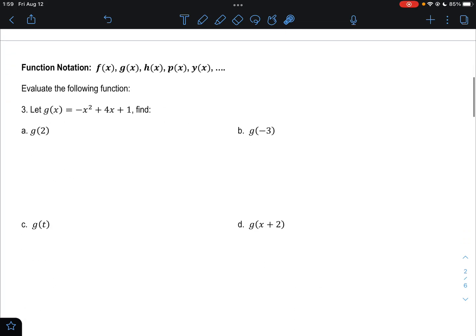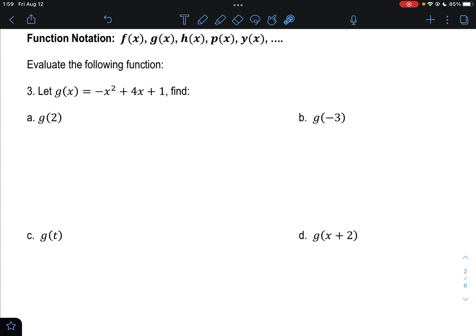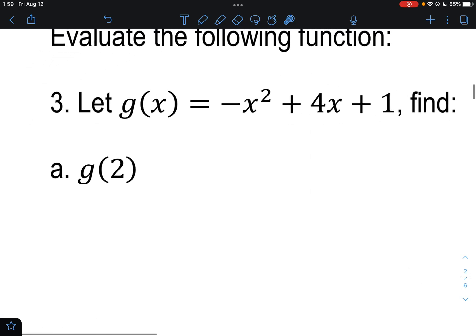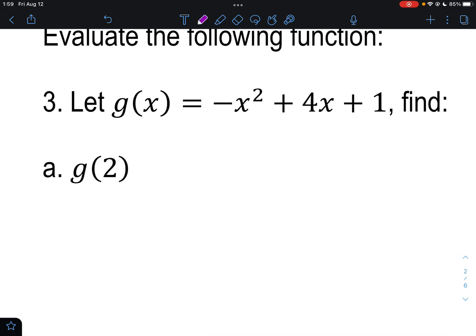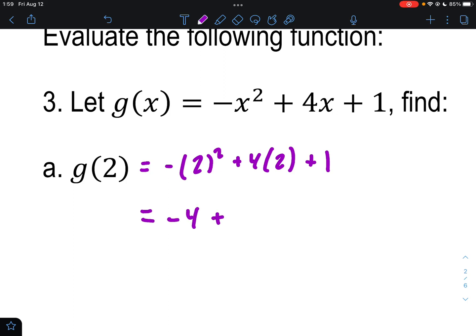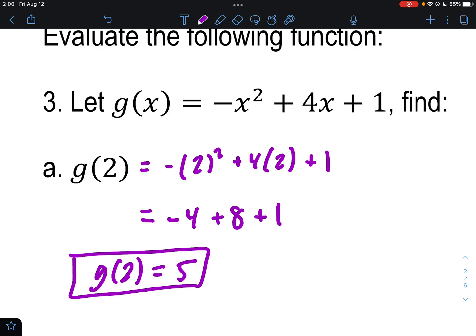So this says to evaluate the function. Okay, evaluate just means take the number that we see there and put it everywhere we see the independent variable. So g of 2 means we're going to put 2 in everywhere we see an x. Okay, and that's going to be simplified down to negative 4 plus 8 plus 1. So g of 2 is 5. And what does that mean? That means the point 2 comma 5 is on the graph of g.